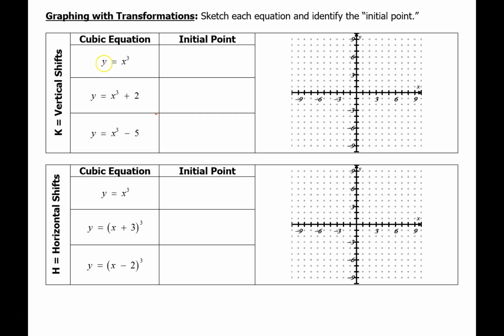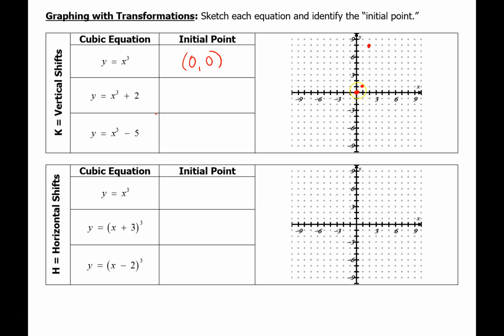Okay, so let's first just sketch our cubic equation. I'm going to use red for the parent function here. My initial point is 0, 0. We just determined that. So now I'm going to go over 1 unit, and then 1 cubed is 1. So I'm going to go up 1. I'm going to go over 2 units. 2 cubed is 8. So I'm going to go up 8.